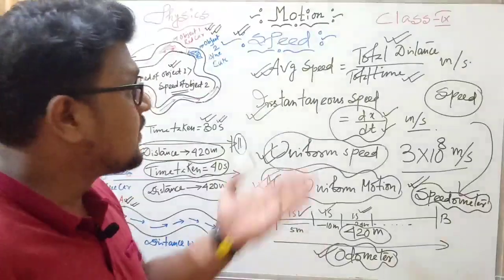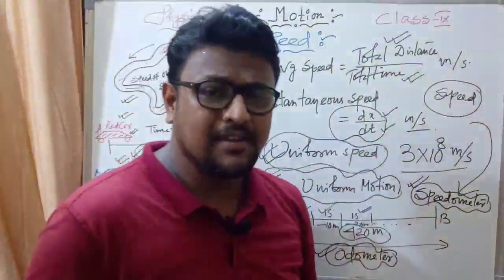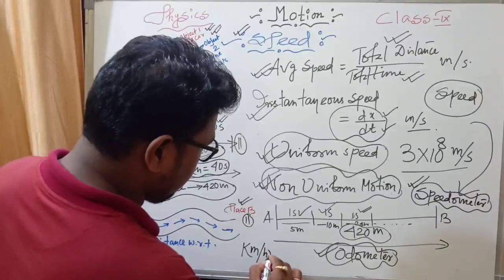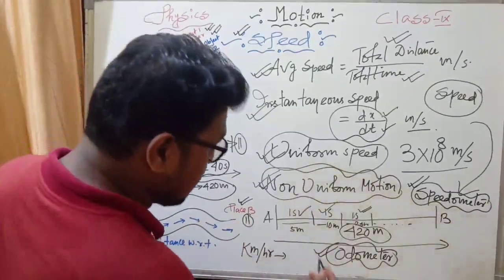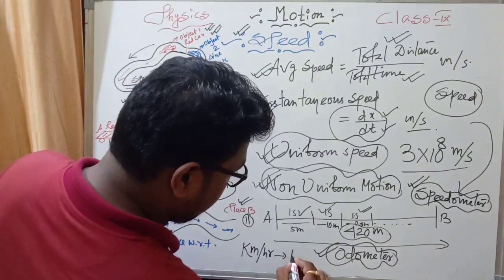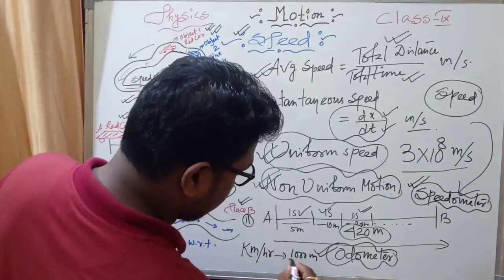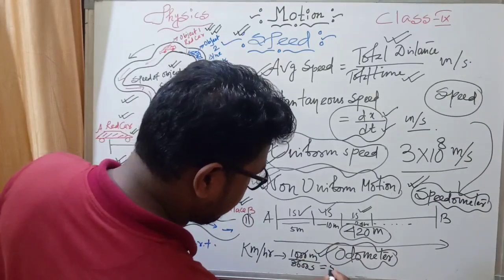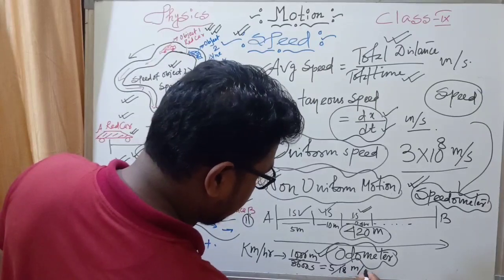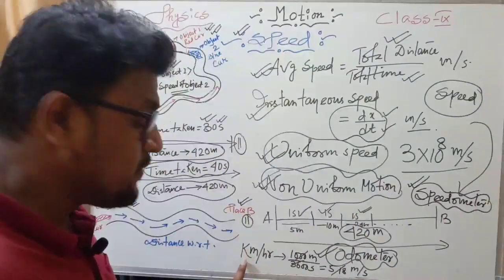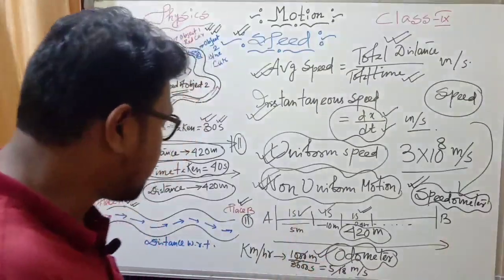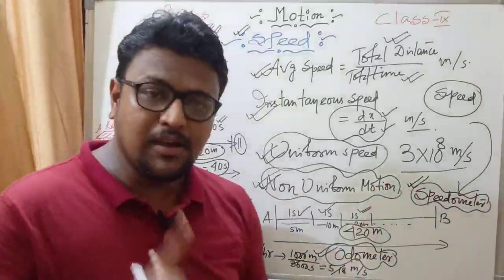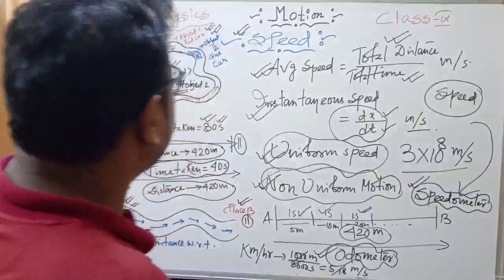And what is the SI, the International Standard Unit of speed? Meter per second. There are other units too, like kilometer per hour. If you convert kilometer per hour to meter per second, 1 kilometer means 1000 meters, and 1 hour means 3600 seconds. If you cancel the values, the answer will come 5 by 18 meter per second. That means whenever you have to convert kilometer per hour to meter per second, you have to multiply the value by 5 upon 18.